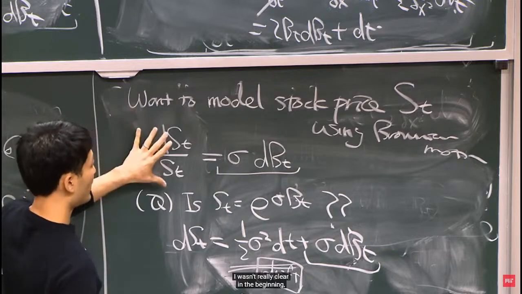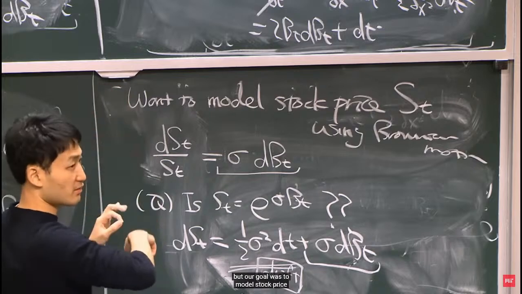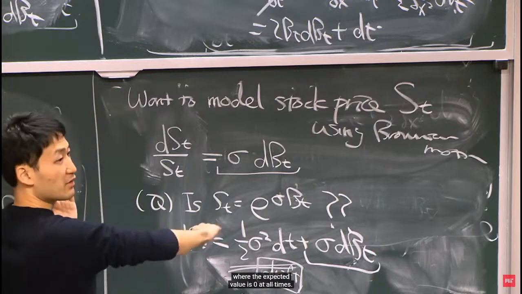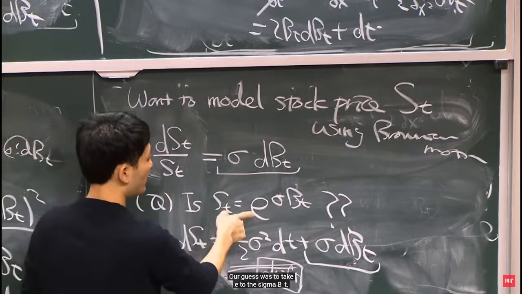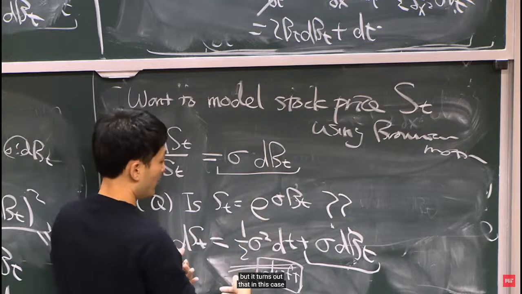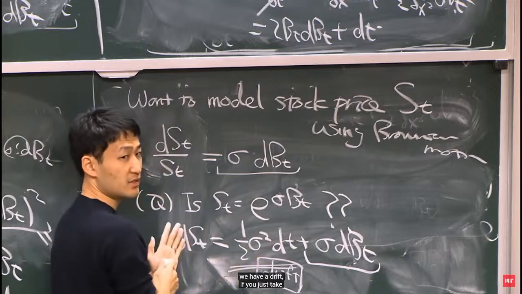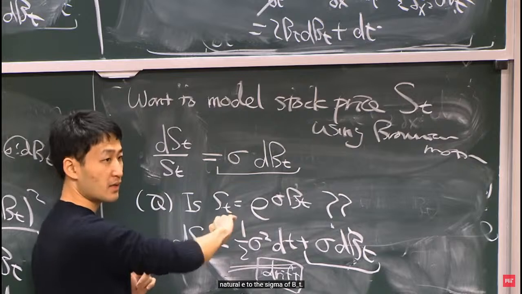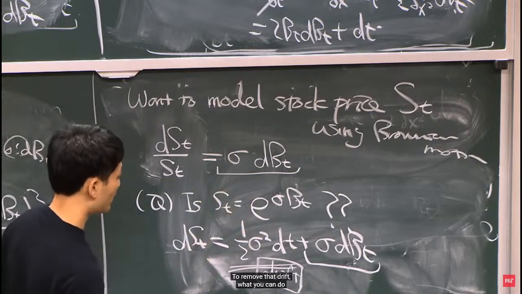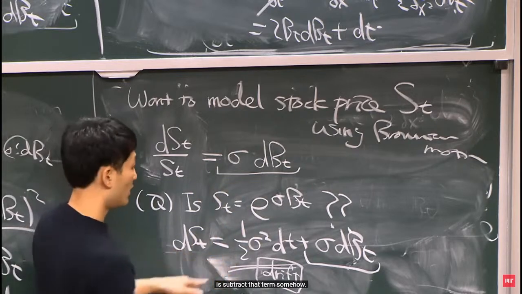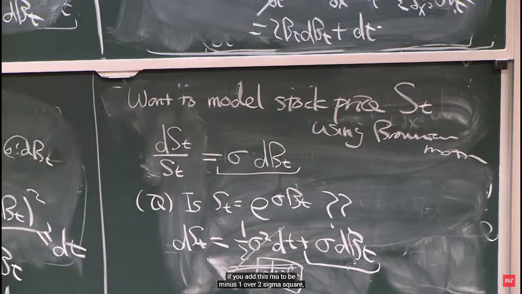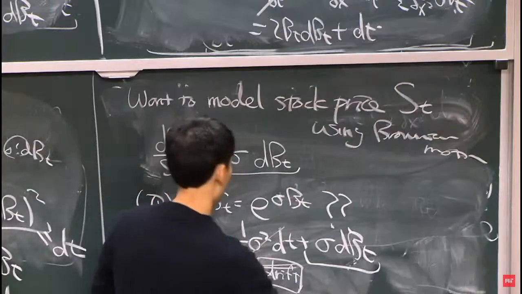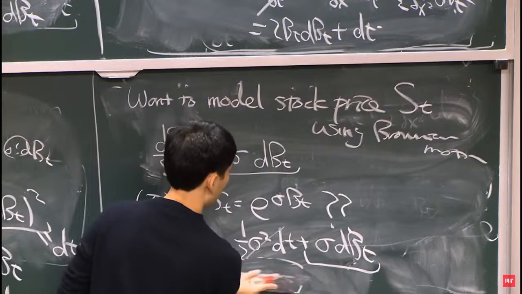I wasn't really clear in the beginning, but our goal was to model stock price where the expected value is 0 at all times. So our guess was to take e to the sigma B_t, but it turns out that in this case we have a drift if you just take e to the sigma B_t. To remove that drift, you can subtract that term somehow. And you can see if you set this mu to be minus 1 over 2 sigma squared, you can remove that term. Okay? And that's why it doesn't work.